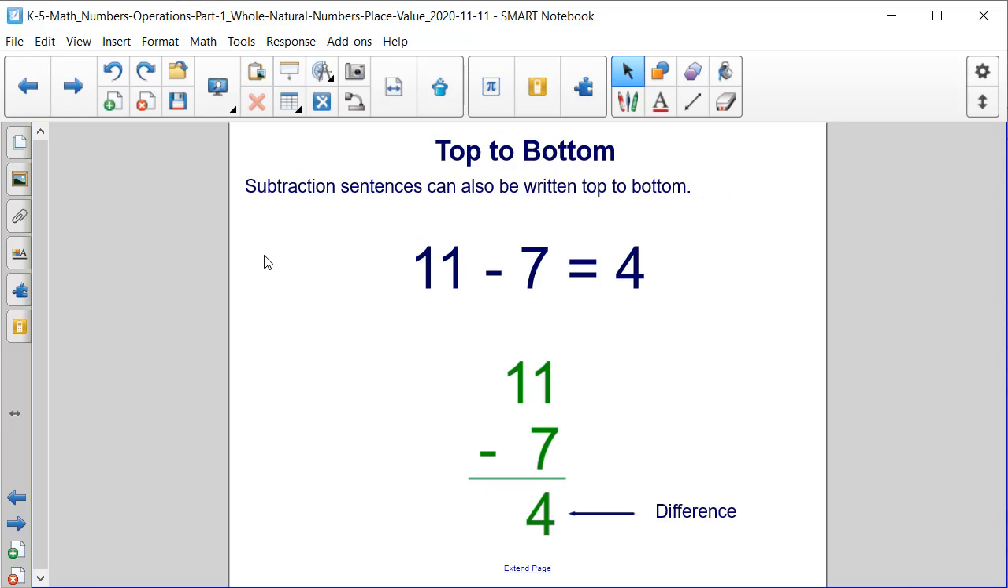Similar to addition sentences, subtraction sentences can also be written top to bottom. We have this first subtraction sentence written horizontally as 11 minus 7 is equal to 4. We can write the first term, or the minuend, 11, on top, and then minus the subtrahend, 7, and then instead of equal to, we draw the line, which signifies is equal to, and we end up getting the difference of 4.